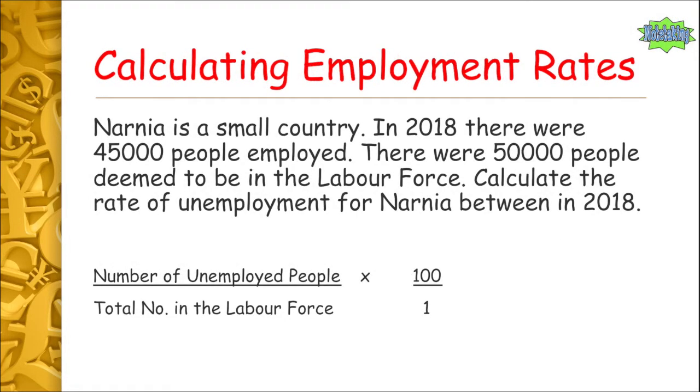So Narnia is a small country. In 2018, there were 45,000 people employed. There were 50,000 people deemed to be in the labour force. Calculate the rate of unemployment for Narnia in 2018. That's great English grammar there. That should just say for Narnia in 2018. So see if you can figure that out yourself.